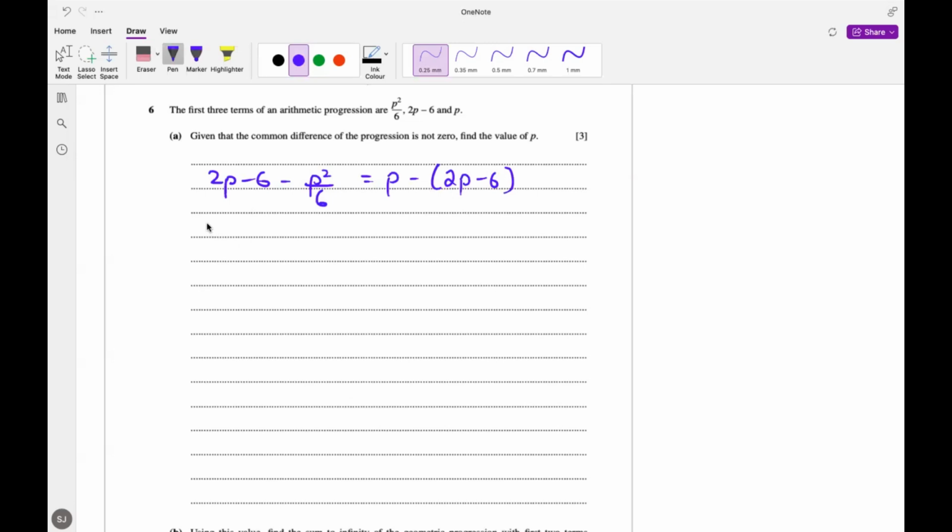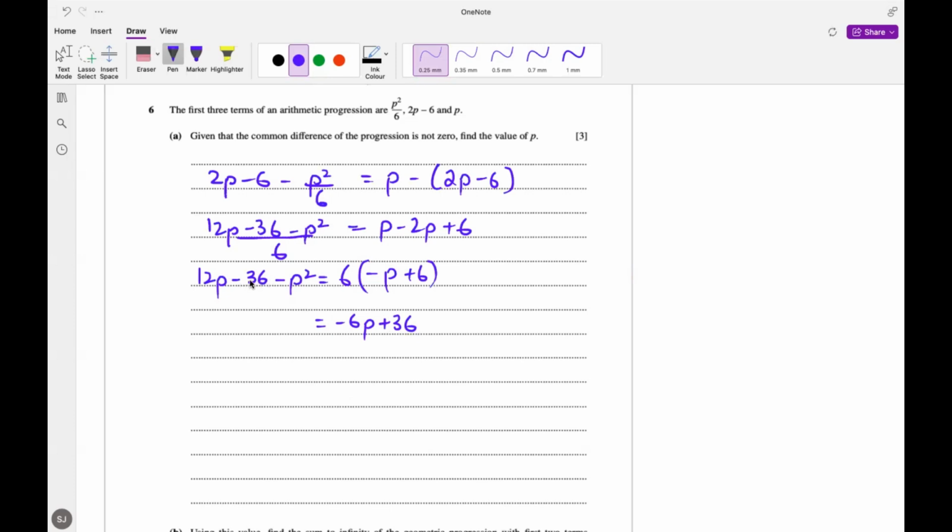Taking the LCM on the left hand side, we'll get (12p minus 36 minus p squared) upon 6. And opening the bracket over here, we'll get p minus 2p plus 6. So p minus 2p will be minus p plus 6. And we'll multiply this by 6. So this will be 6 times (minus p plus 6) equals 12p minus 36 minus p squared. Simplifying this, it will become minus 6p plus 36.